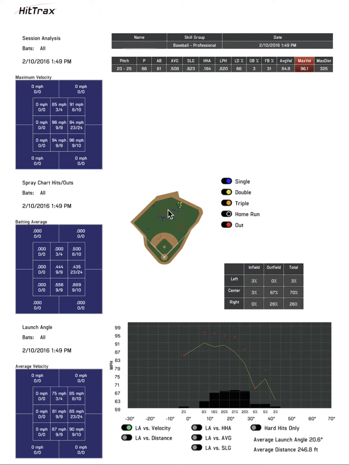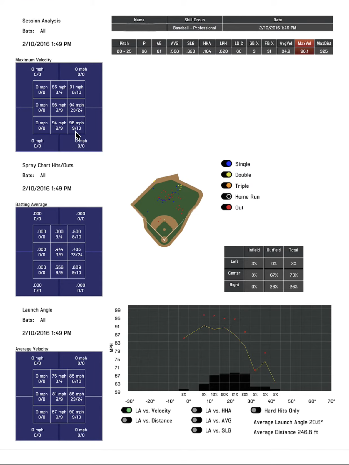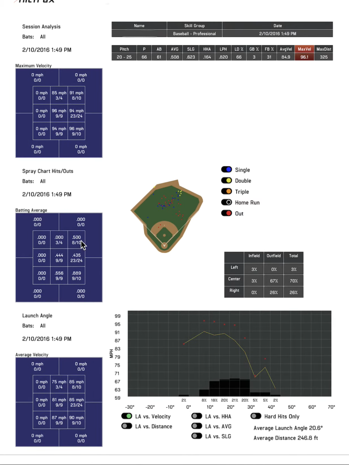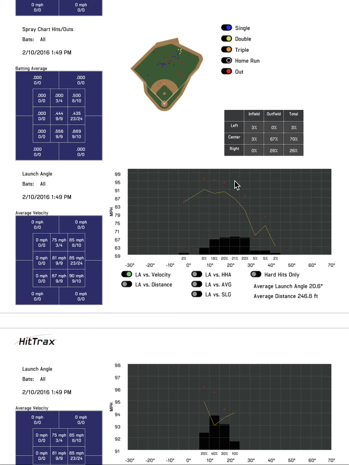If we look right here, we can see his general spray chart, where he hit the ball. The yellow ones are doubles, the reds are outs, the blues are hits. We can see that his maximum velocity in each of these parts of the strike zone got as high as 96, and he didn't swing at any balls because no balls were thrown. His average velocity in those same areas was 87, 90, 85, 81. All this is really simple, but what I really want you guys to zero in on is this chart here.